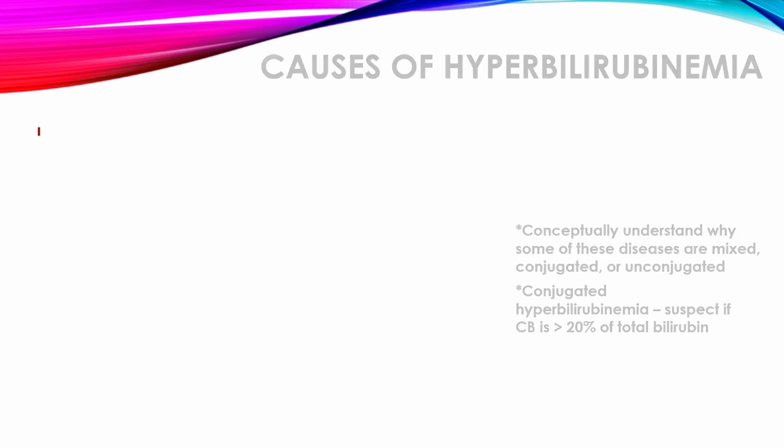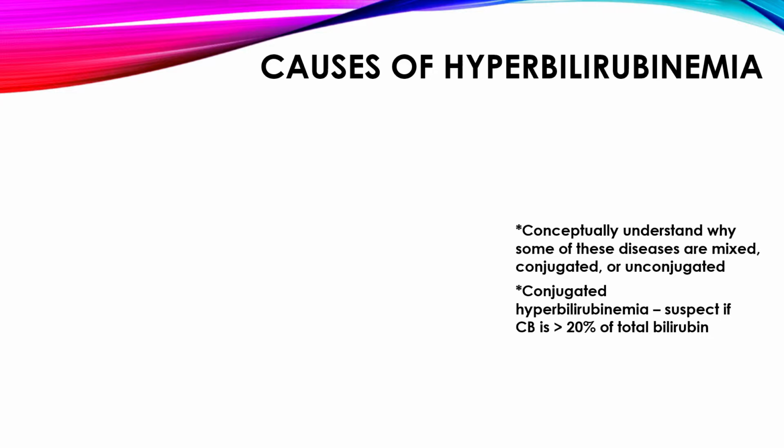Okay, let's move on. Causes of hyperbilirubinemia. So I have to warn you, there are a lot of causes, but we'll go through each one in slow detail and break it down so you'll understand all of these. But important things to know is that you have to understand why some of these diseases are mixed conjugated and unconjugated. So mixed means having a lot of conjugated and unconjugated bilirubin. Conjugated means having greater than 20% of total being conjugated, and unconjugated is when unconjugated predominates. Okay? So remember, conjugated hyperbilirubinemia just needs to be more than 20% of the total bilirubin. So that's something to keep in mind.